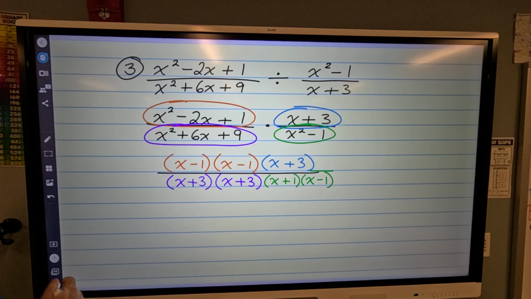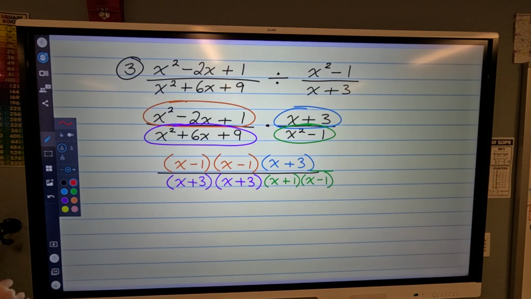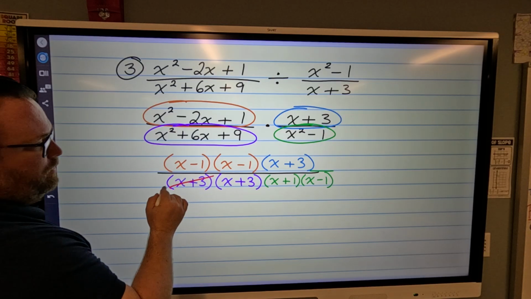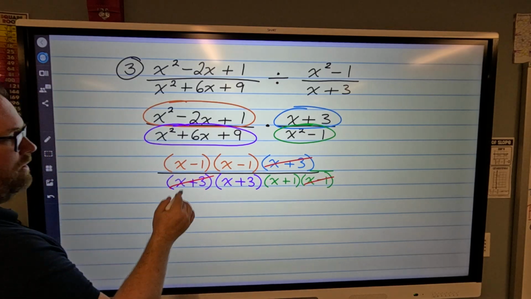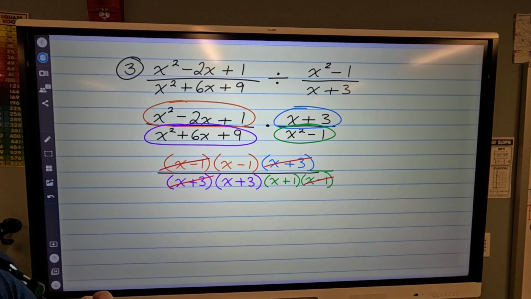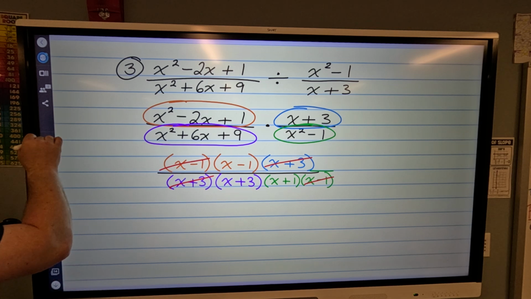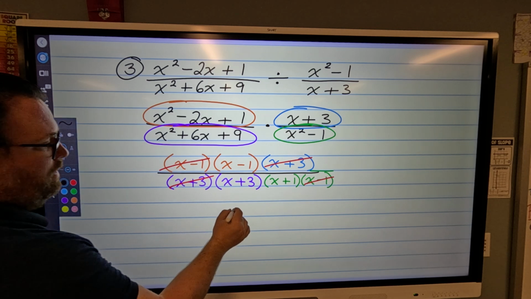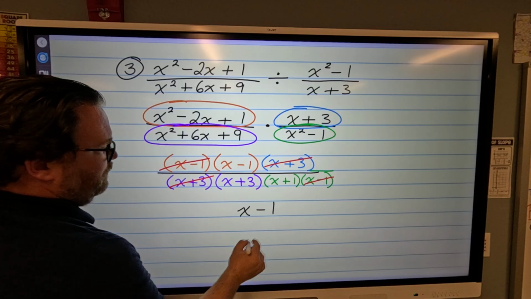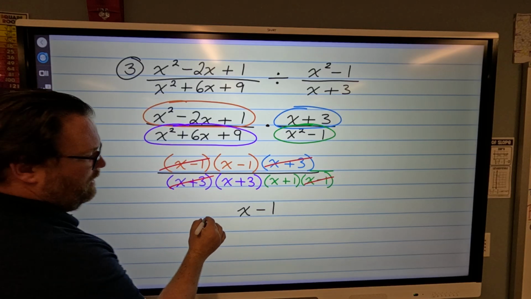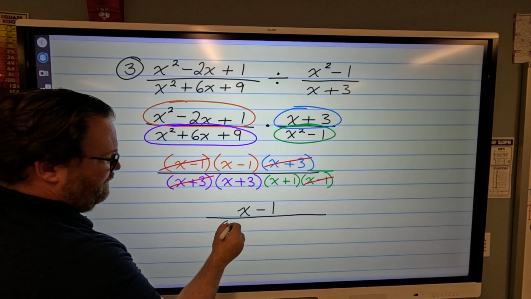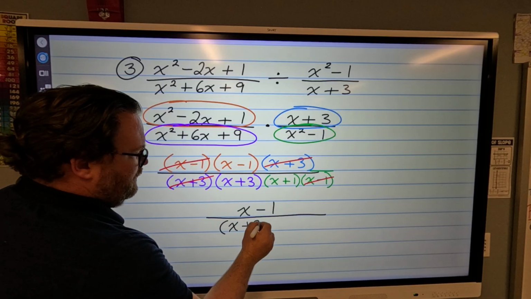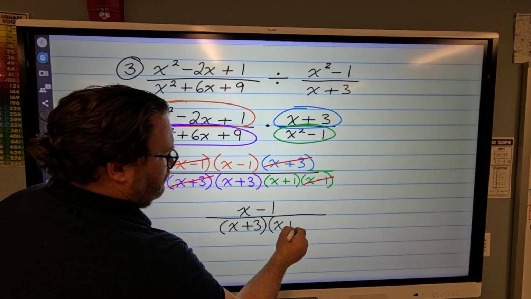Okay, so what I'm going to do is cancel out common binomial factors. So (x plus 3) here cancels with (x plus 3), and (x minus 1) here cancels with (x minus 1). So what are we left with? On top, we're left with x minus 1. I'm going to drop the parentheses because the fraction bar acts as a grouping mechanism anyways. And then I have (x plus 3) times (x plus 1).